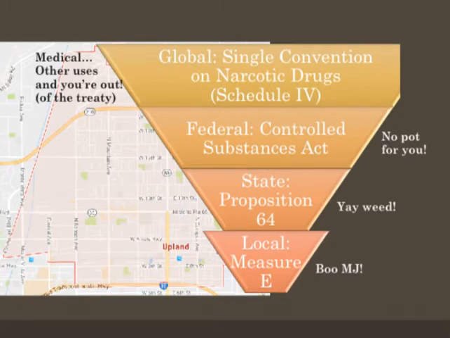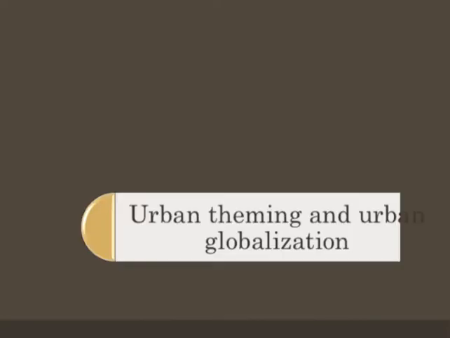But at the federal level, we have our dear friend Sessions. But I'm still existing in that space. And at the global level, we are members of the Single Convention on Narcotic Drugs, Schedule 4, which says we can have medical uses, but that's about it. So what this really boils down to is we may take steps to improve social justice, but inadvertently shoot ourselves in the foot because of other issues happening at other scales simultaneously, as we see in the case of Upland.